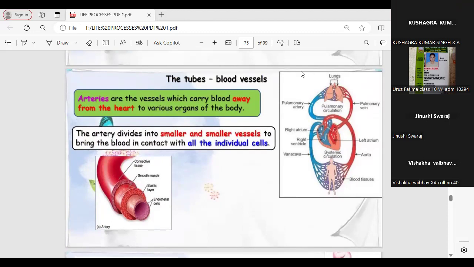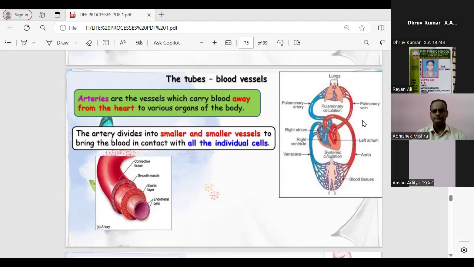Sir, arteries carry blood away from the heart, and veins carry blood towards the heart. Arteries have thick walls as blood flowing through arteries is under high pressure. Veins have thin walls as blood flowing through veins is under low pressure. Okay, correct. Correct, Dhruv. Your answer is correct.